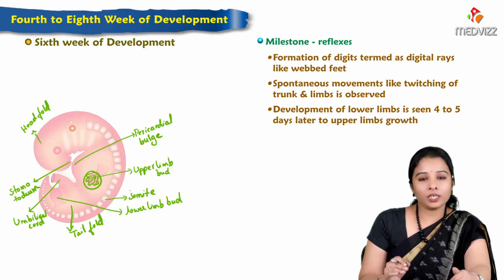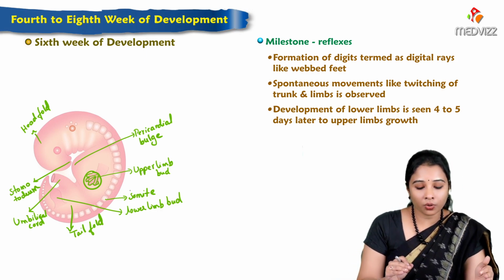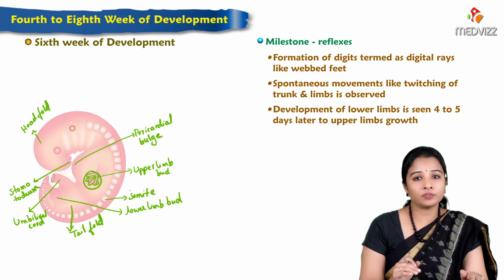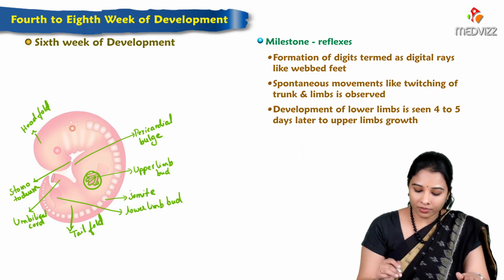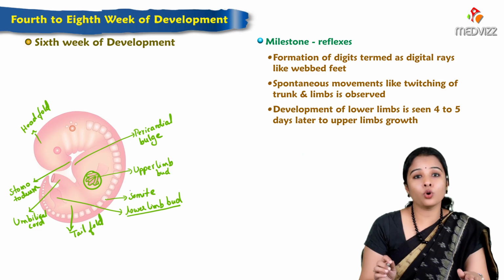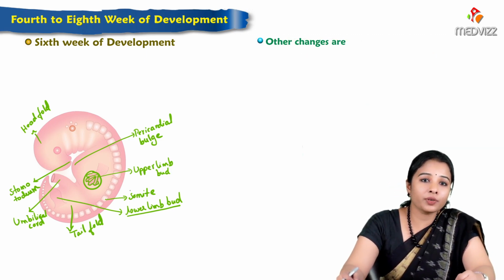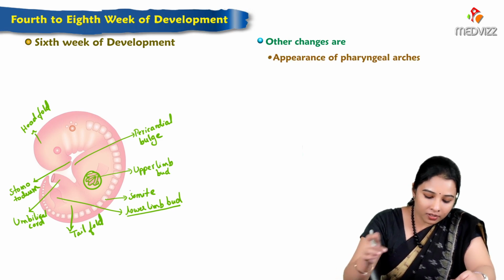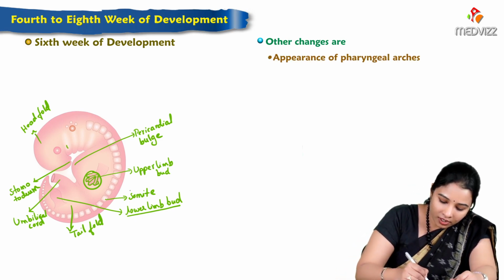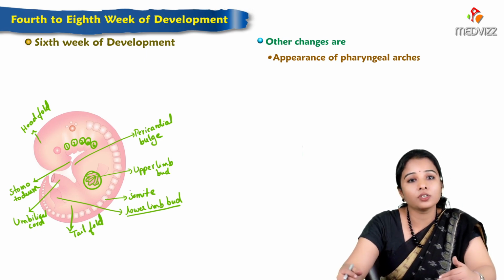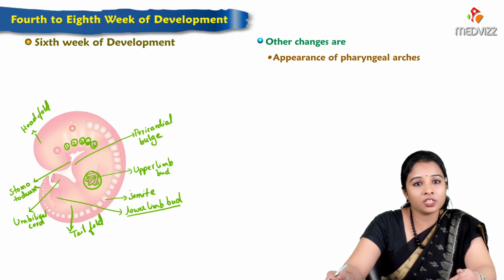So once the upper limb bud forms and starts growing, 5 days later, after the 4th and 5th days, we see the appearance of lower limb buds. The other changes which we observe during the 6th week of development is the appearance of pharyngeal arches. You are seeing here 1, 2, 3, 4. The 5th one will form and disappear. 6. So we can see the appearance of pharyngeal arch.